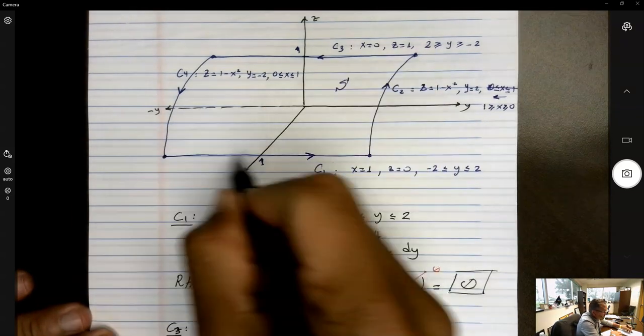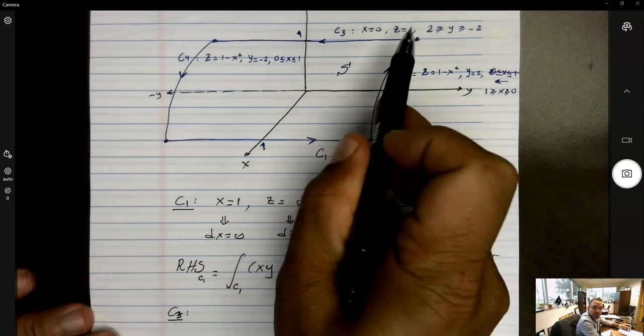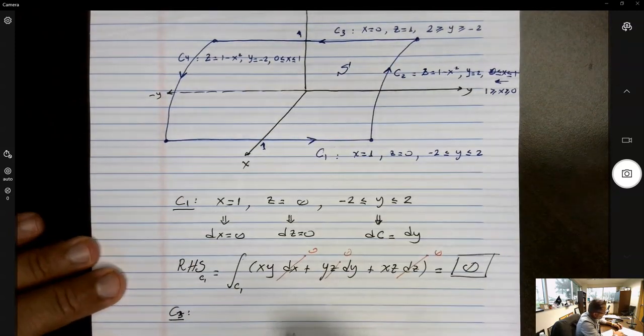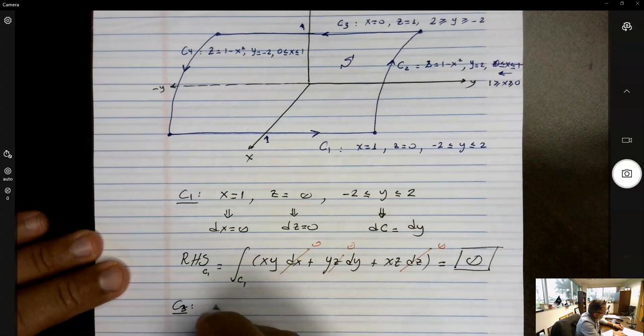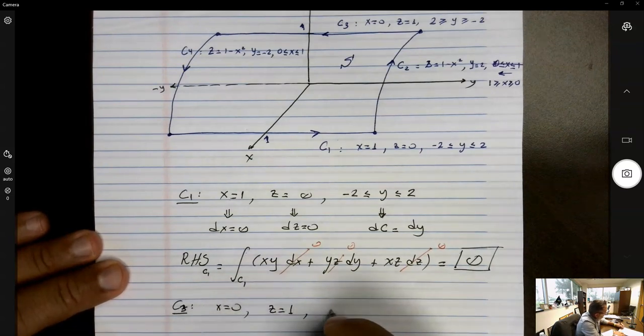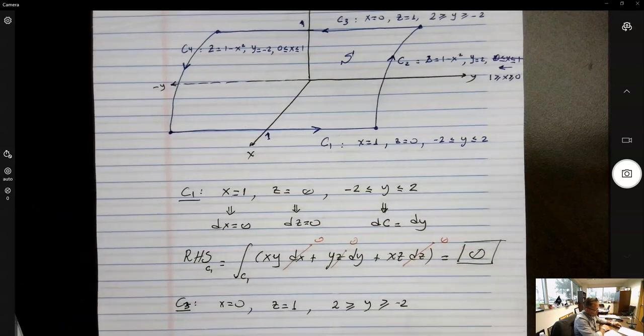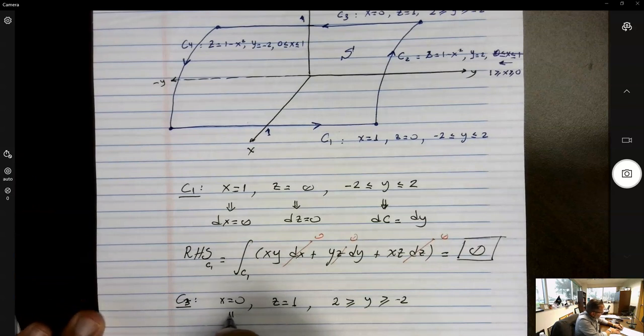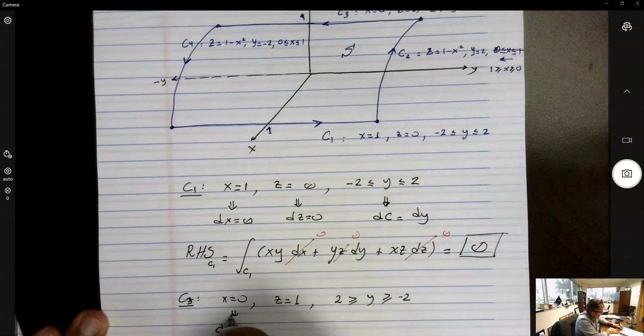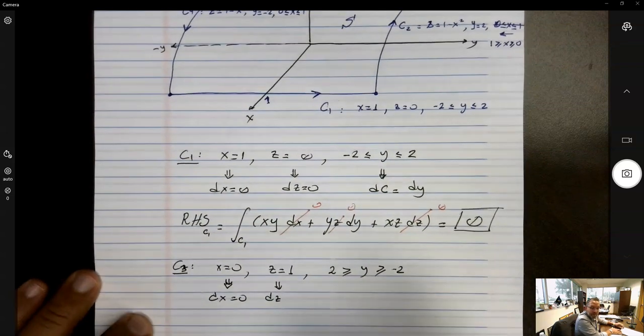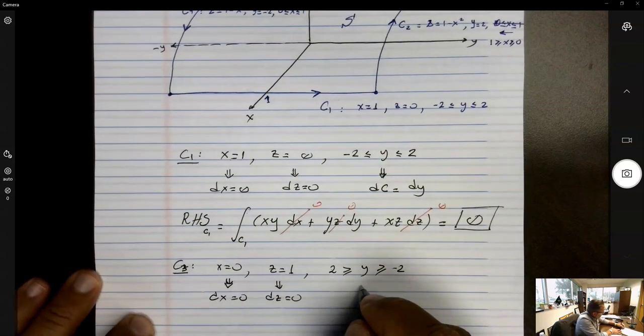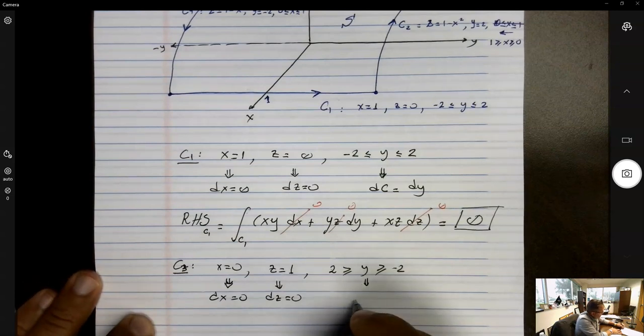So let's do C3. We don't have to do this in a specific order. Let's do C3 because it's very similar. So in here, x is equal to 0, z is equal to 1, and y would go from 2 to -2. So this means that dx is equal to 0, dz is equal to 0, and that also means that dc along C3 is also equal to dy.